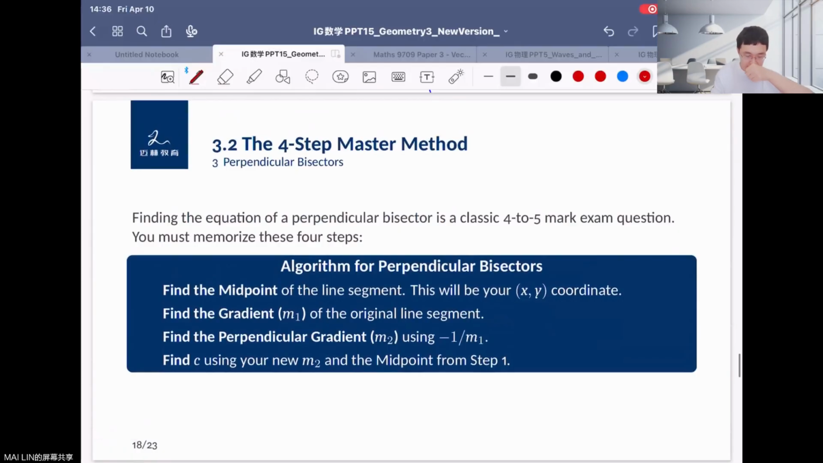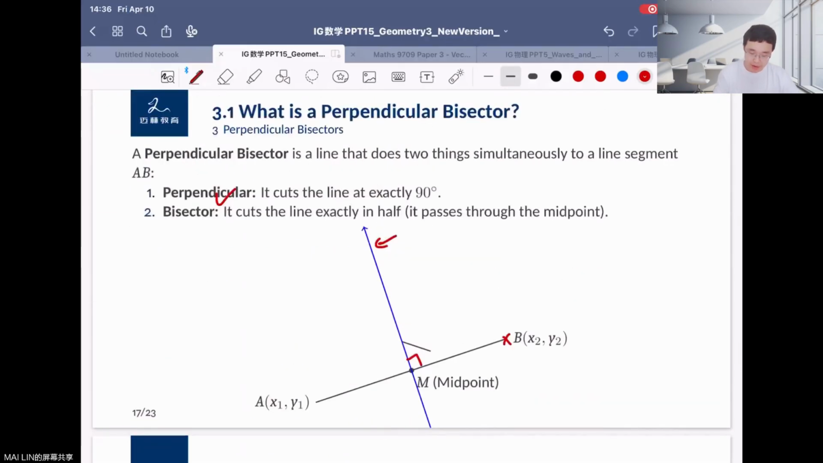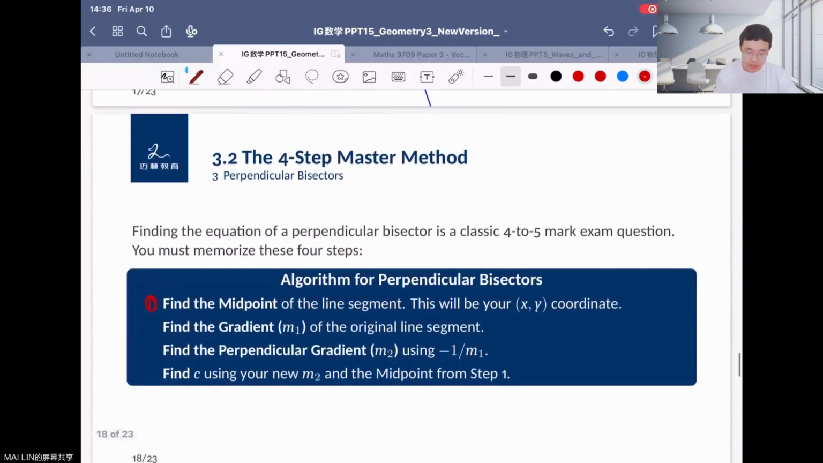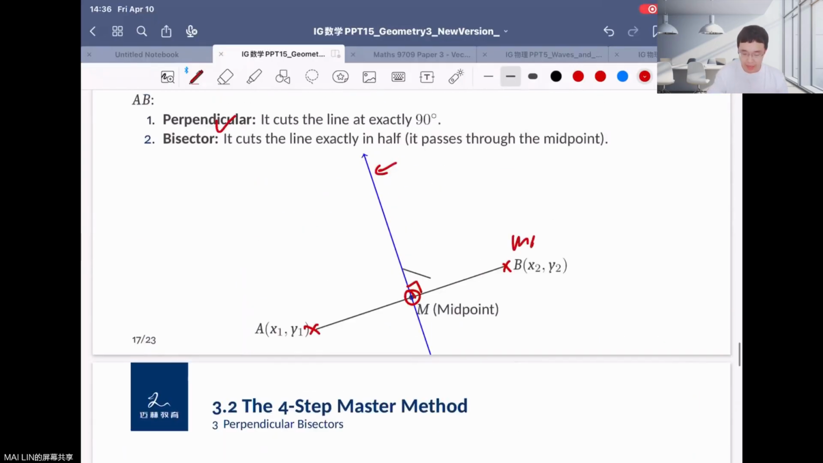So there are four steps to master the method. Okay. So if you want to find how to calculate the perpendicular lines, first you can find the midpoint of the line segment. Like here, maybe we have AB right here. Please find the midpoint M at the very beginning. Okay. And then you can find the gradient m1 for the original segment, like here, gradient m_AB, you know that. The third step is to find the gradient m2 of the perpendicular bisector line, okay?